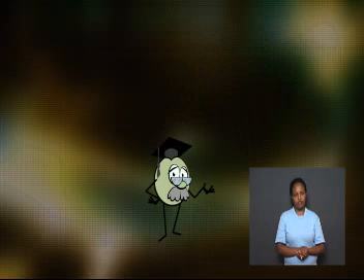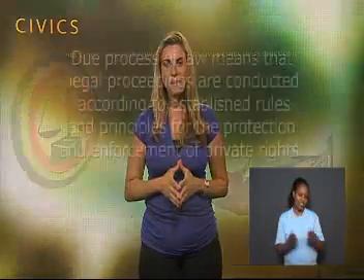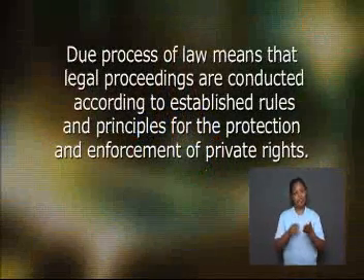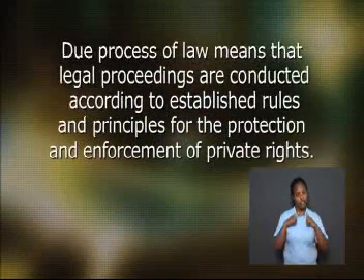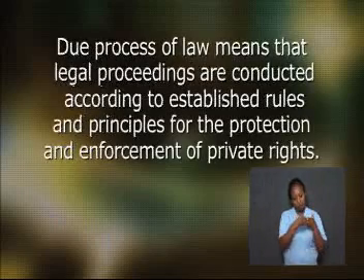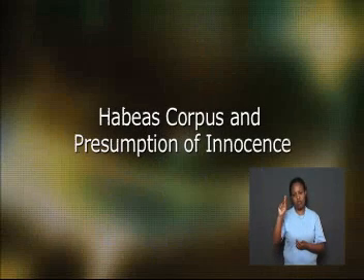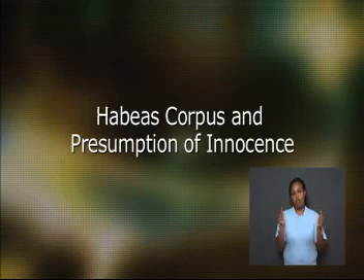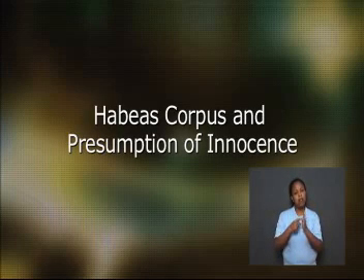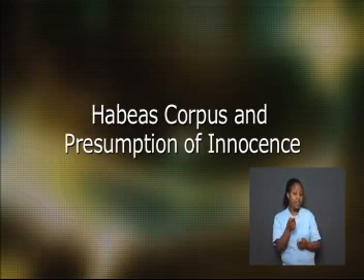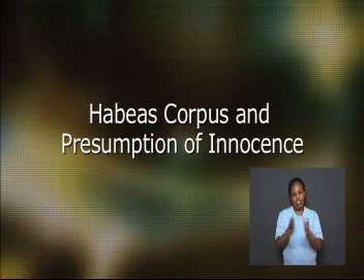Let's get back to our lesson. Thank you for your participation, students. Due process of law means that legal proceedings are conducted according to established rules and principles for the protection and enforcement of private rights. Two elements of due process of law that we have already discussed are habeas corpus and presumption of innocence. Habeas corpus is a legal remedy against unlawful detention. Presumption of innocence means that the accused is assumed to be innocent until the courts find him or her guilty by a fair and objective process.